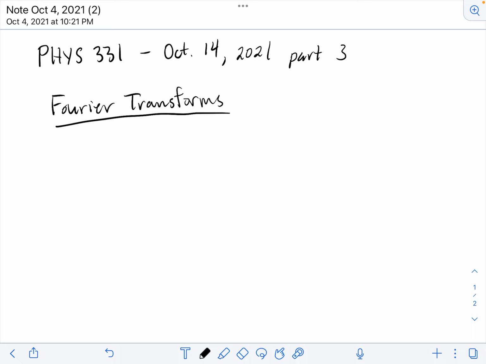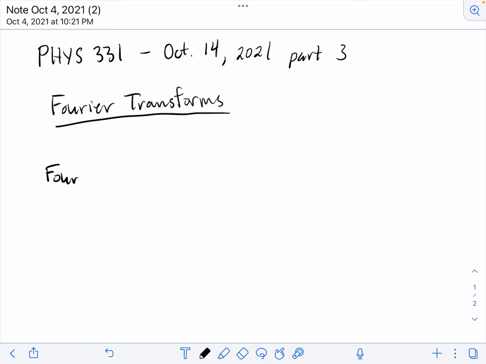Today what I want to talk about are Fourier transforms, and so it's going to be a way to go back and forth between the time dependence and the frequency content of signals that are not periodic in time. And so let's just think about what we've learned so far about the Fourier series.